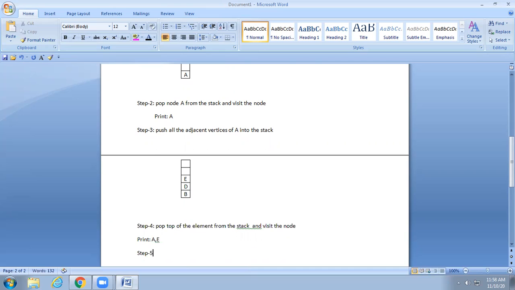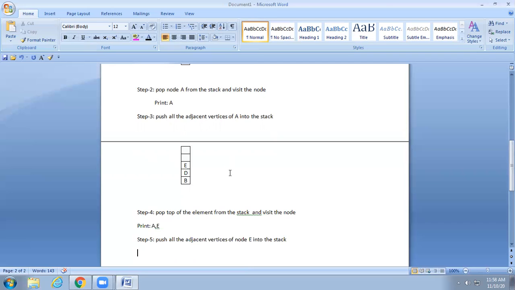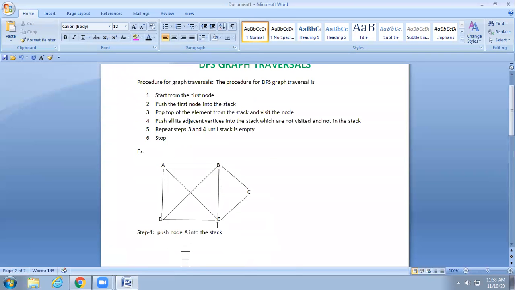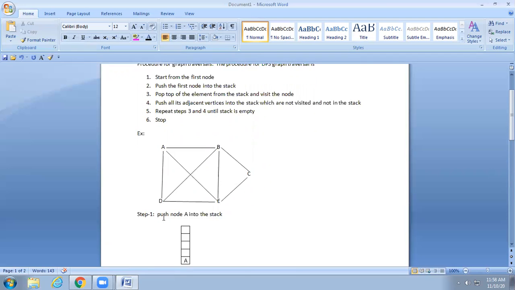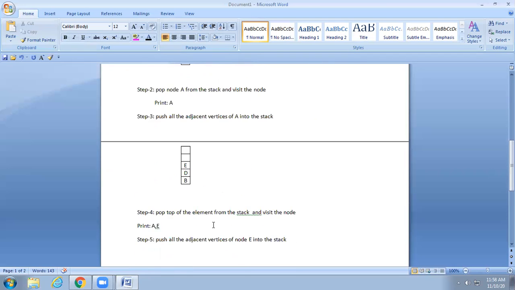Step 5. Push all the adjacent vertices of node E into the stack. So what are the adjacent vertices of node E? The adjacent vertices of node E are C and D. D is already there, so we have to push C.